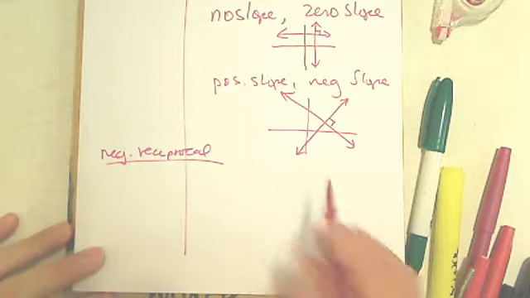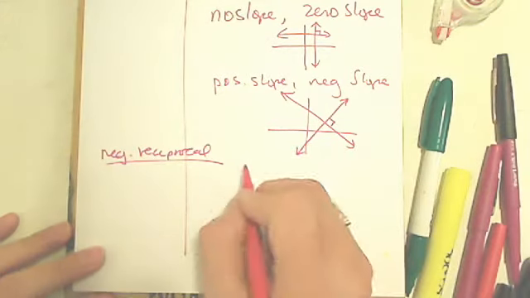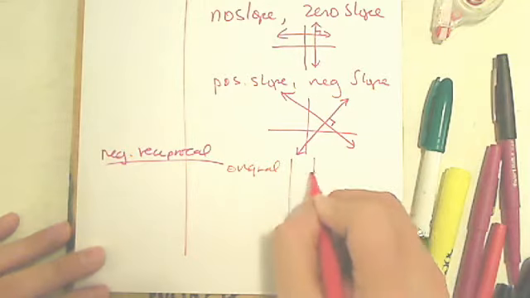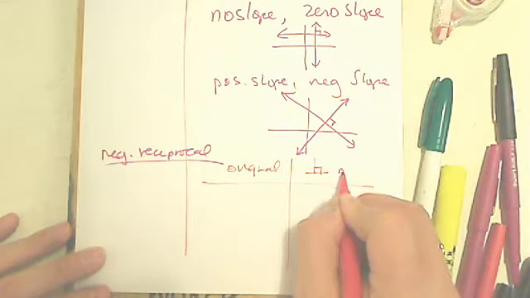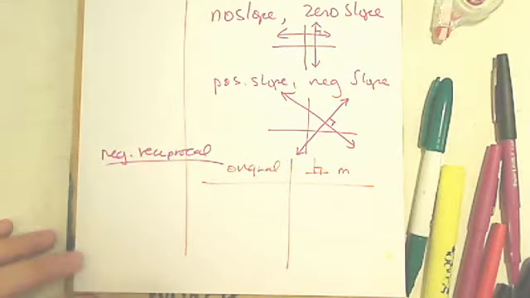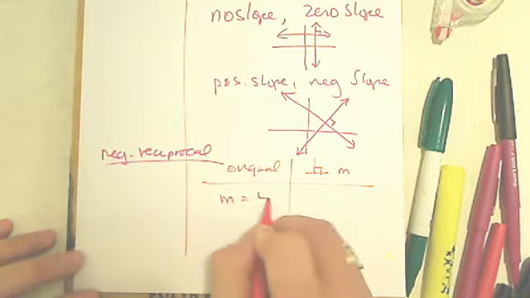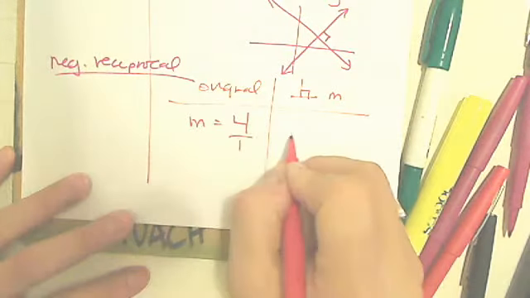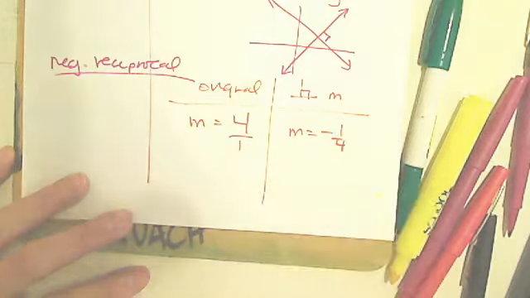For example, if your original slope and your perpendicular slope. Let's say the slope was 4 in the first equation. What is the perpendicular slope going to have to be? It's going to be negative, but you're flipping it too. Negative 1/4.